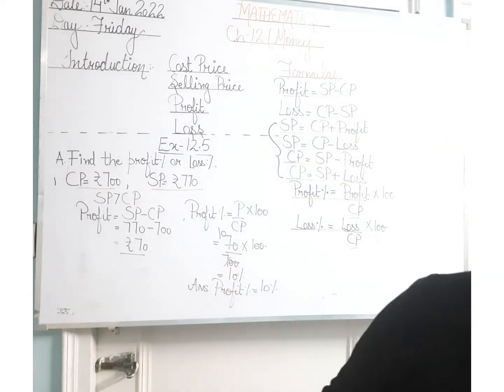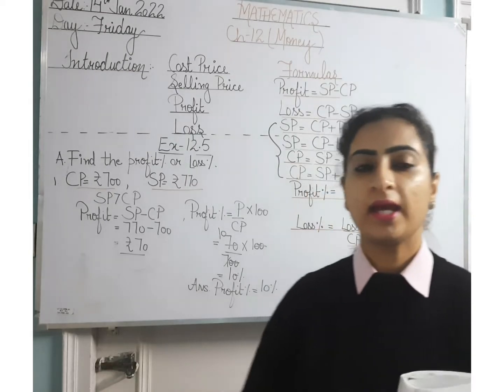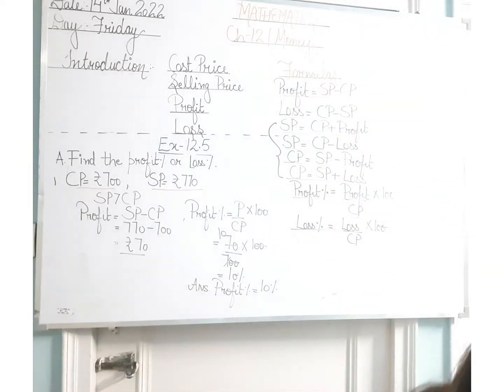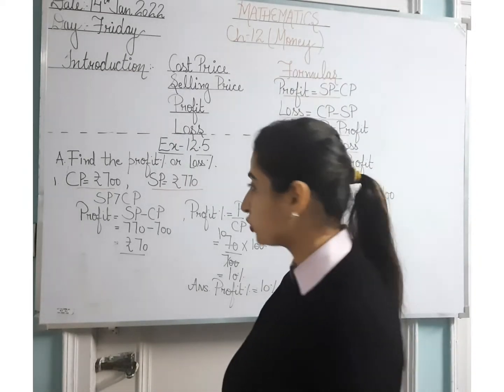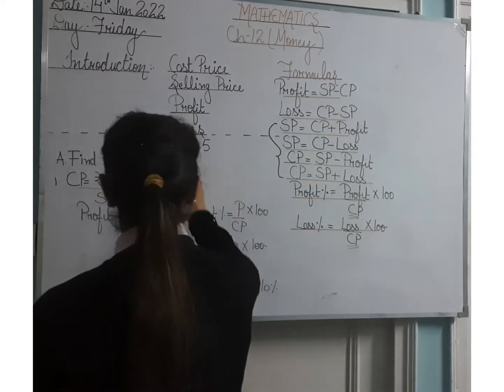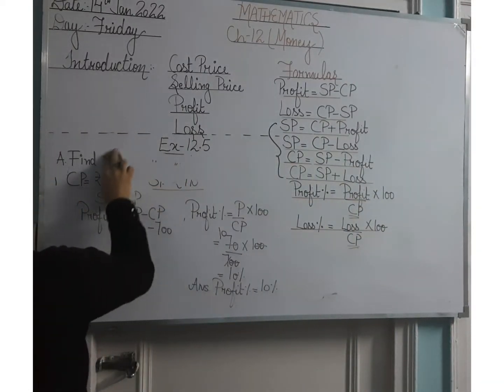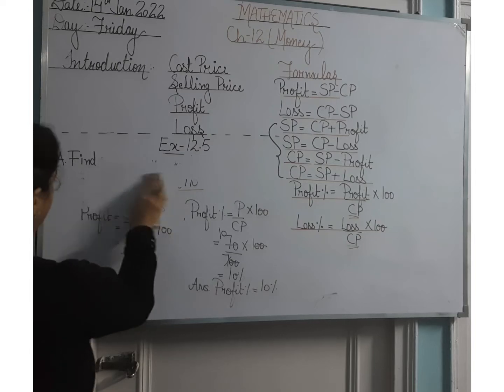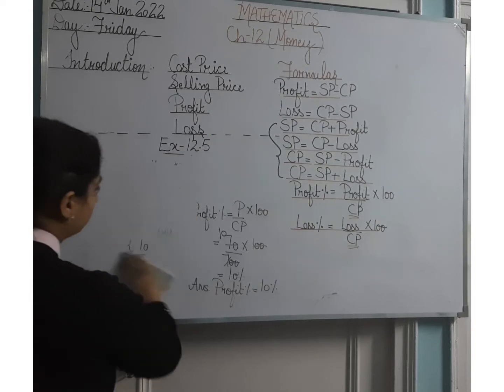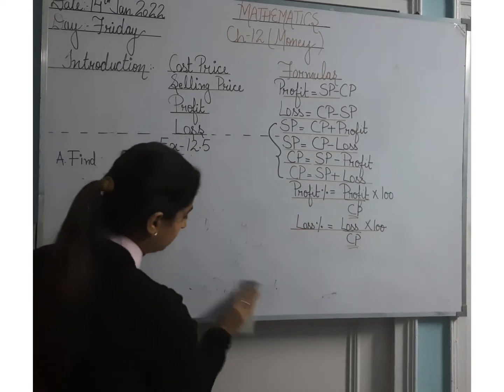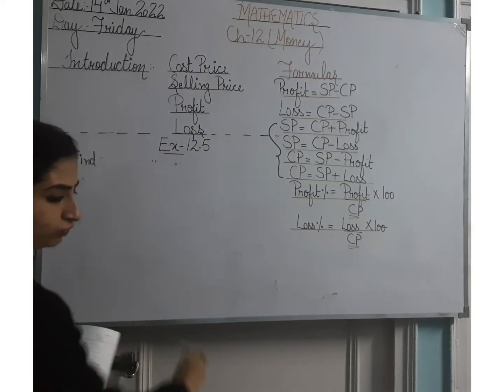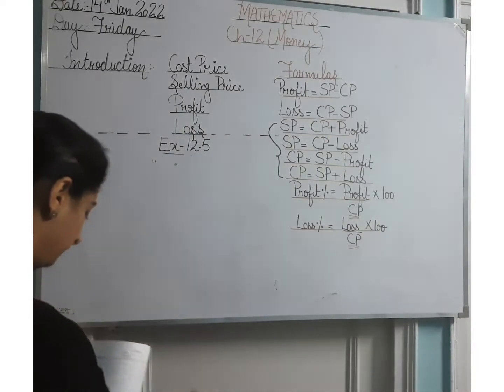Let's start the next type of question, okay? There can be one more type of question asked with this formula. So what is that type of question? You need to find the selling price. Okay, what you need to find? The selling price. So to find the selling price, what to do?